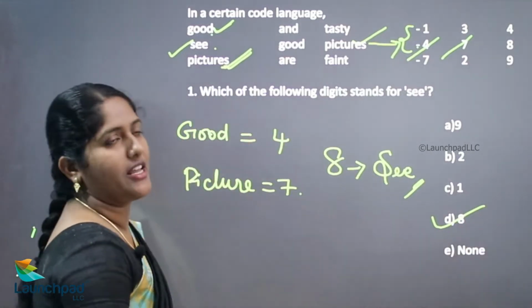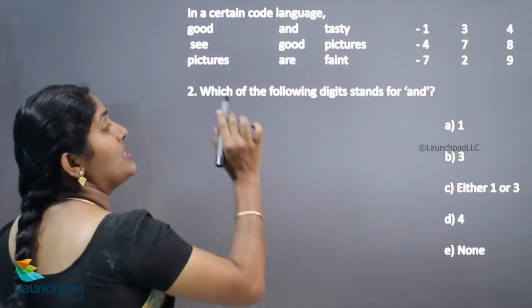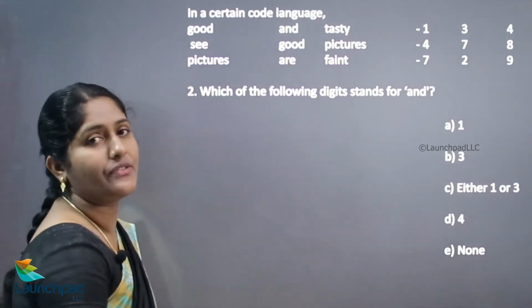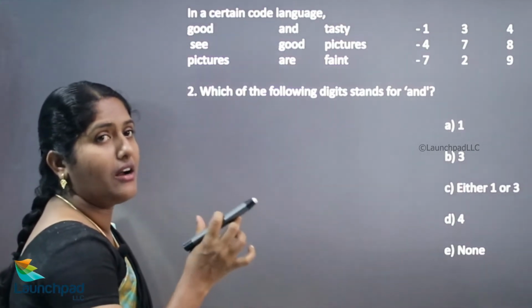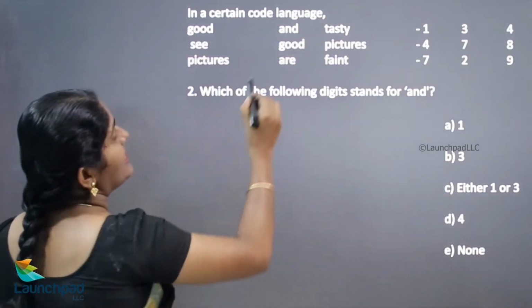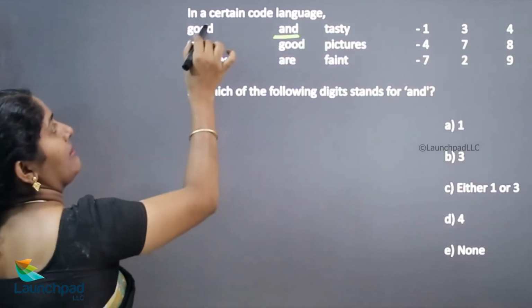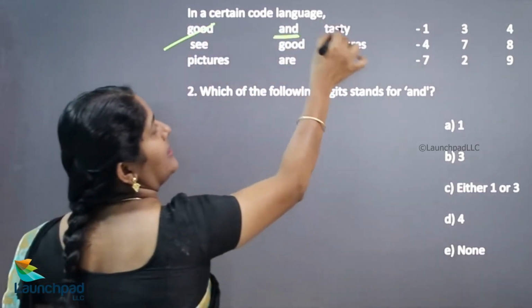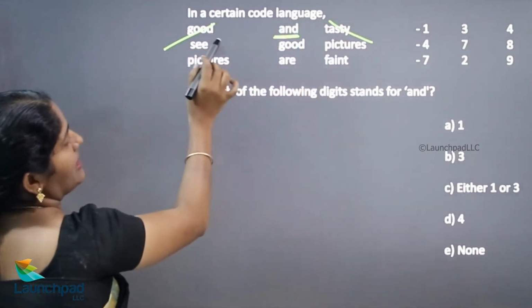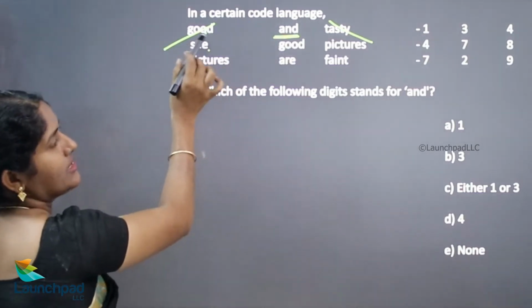Okay, we'll move on to the next question. Which of the following digits stands for "and"? The word "and" occurs in the first sentence. First of all, we need to calculate the code for "good" and "tasty". Where is "good" available? In both sentences, "good" is available.